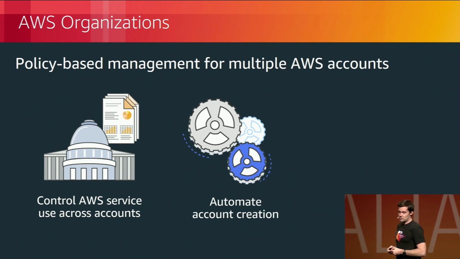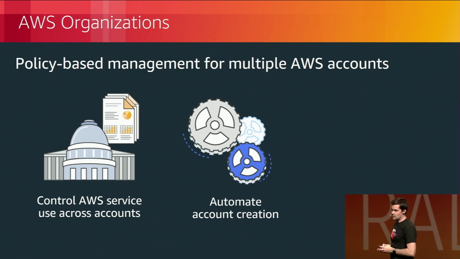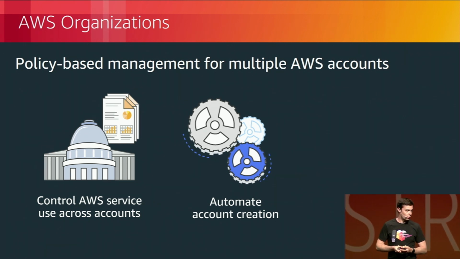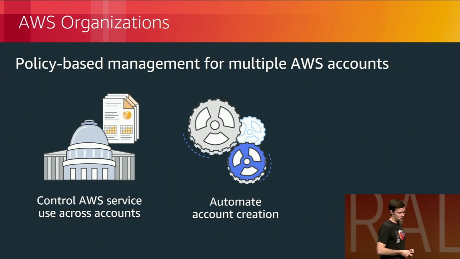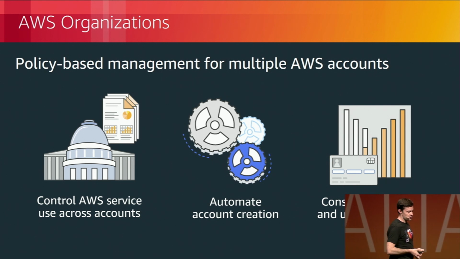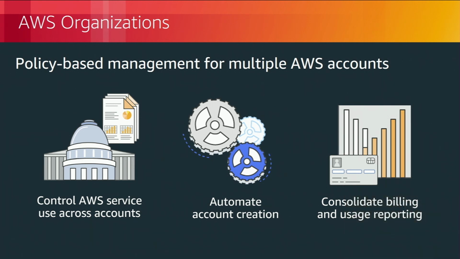Another really important feature is the ability to automate account creation. That's one thing that Organizations does, which is pretty critical if you're going to be doing the developer sandboxes at scale. Really important one. And then the ability to do consolidated billing and usage reporting as well. This area is complex, and it becomes more complex trying to assimilate all of that information at scale. So having something like AWS Organizations is very important for that purpose.